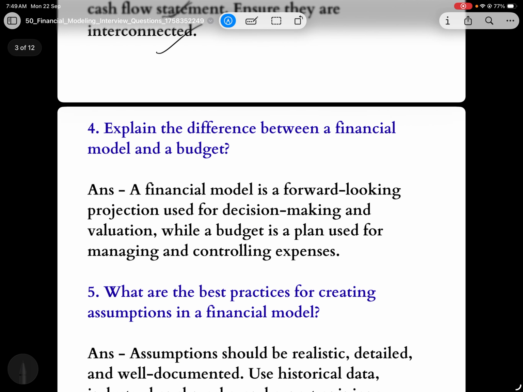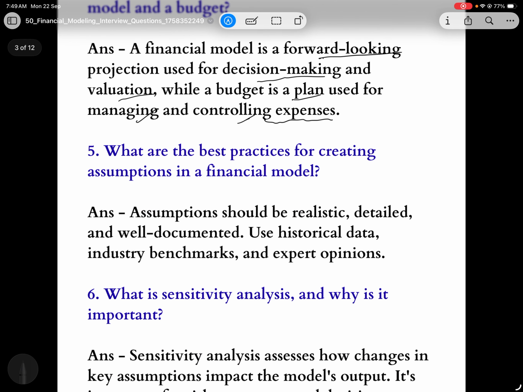Next is how do we differentiate between a financial model and a budget, right? A financial model is forward looking, right? It's useful for decision making and valuation purposes, while a budget is a plan to manage and control expenses, right? There could be a revenue related budget as well, revenue budgeting is there as well, but in most scenarios it's more about managing and controlling expenses. Okay, so that's the difference between them.